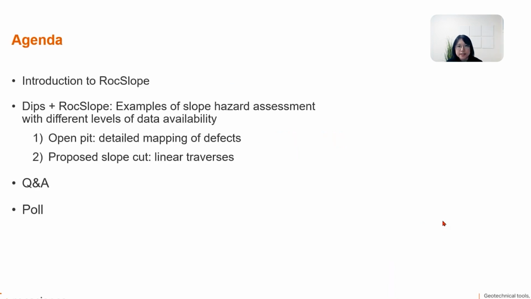So the agenda is I'm going to show you two practical examples using both Dips and RocSlope, how we can use them together to assess slope hazards for two cases with different levels of available data. Perhaps a number of you are here because you're familiar with Dips, whereas RocSlope was only released last year. So I'm going to provide a brief introduction to RocSlope before diving into the two examples.